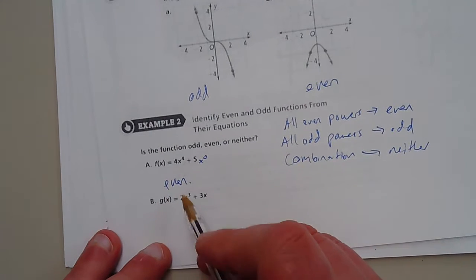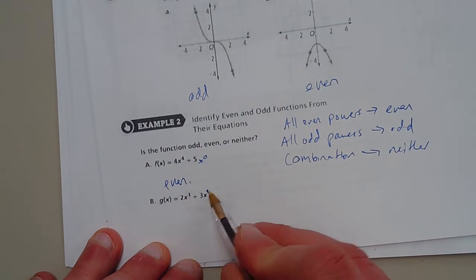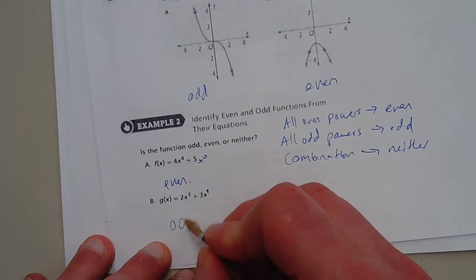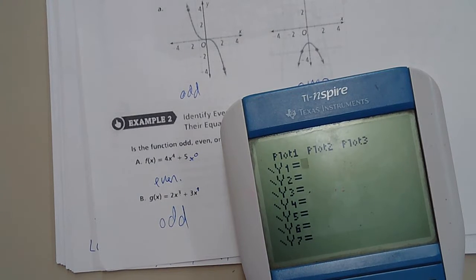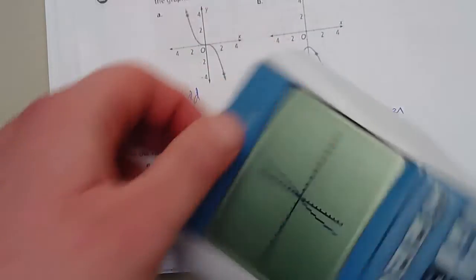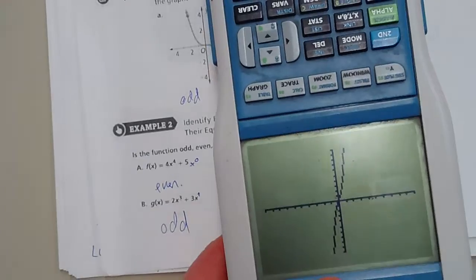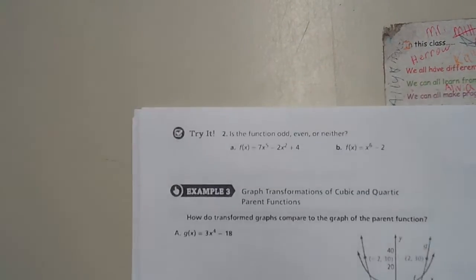Cool. This one, you have an odd power of 3, you have an odd power of 1. So both are odd powers, therefore it's an odd function. Again, just to clarify things, we can graph it and also just visually look at it. But again, we shouldn't need to. The goal of this is that we can identify these really quickly because we're just looking at the powers. But if we graph this one, we should see something that's going to have origin symmetry. So yep, turn this 180, boom, looks like the same graph. Okay. All right, let's wrap up these last couple.